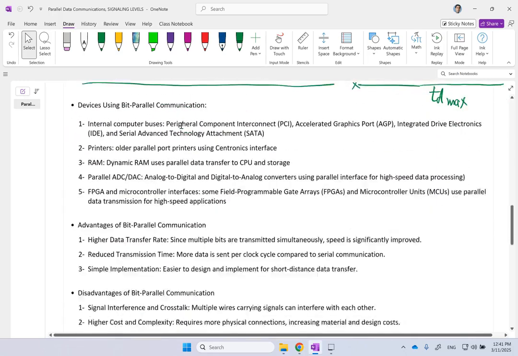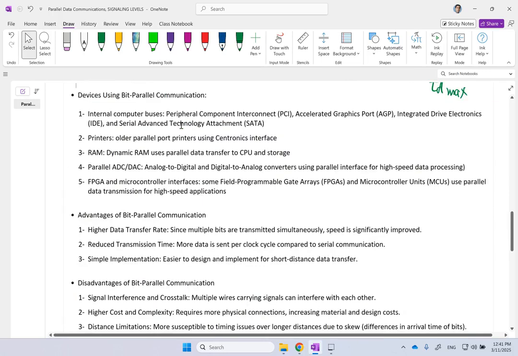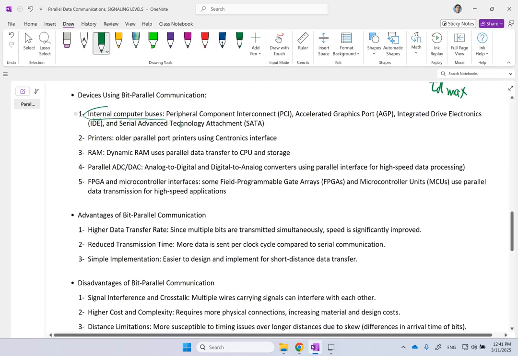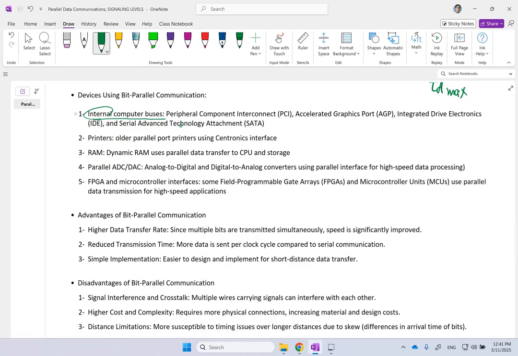Now, what kind of devices use parallel communication, bit parallel communication? Well, there are a bunch of them. Here I just wrote some of them for you. So many of the computer buses, internal computer buses, are using that. So here are a bunch of different standards for parallel communication. One of them is called Peripheral Component Interconnect, or PCI. Next one is called Accelerated Graphic Port, AGP. These two are mostly for graphic cards. Then we have Integrated Drive Electronics, or IDE, Serial Advanced Technology Attachment, or SATA.